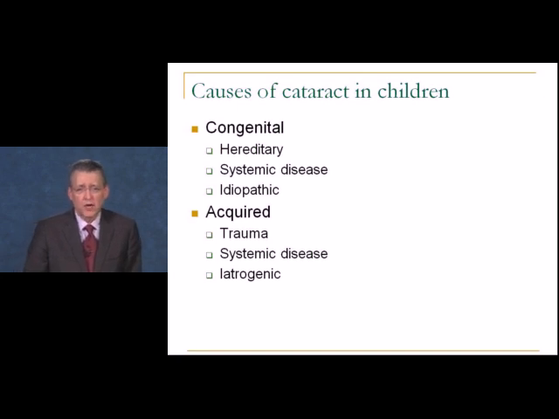So why would a child have a cataract? Well, a congenital cataract is about one-third each, as I'll show you in a minute, hereditary, systemic disease, and idiopathic. But then there can also be acquired causes, which tend to be more trauma, systemic disease, and then iatrogenic, generally from treatment of systemic disease.